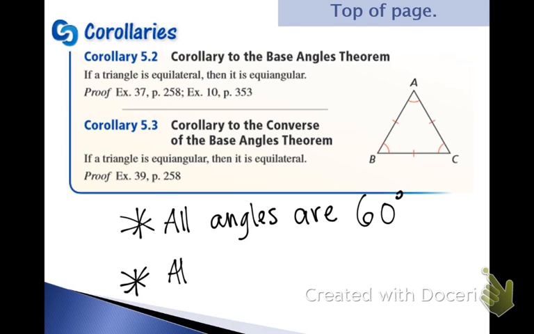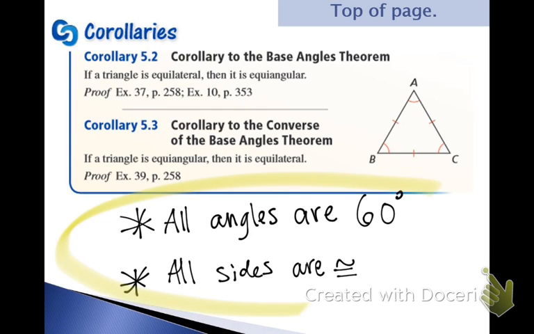All right, and then all the sides are congruent. Does that mean all the sides are 60 degrees? Is that possible? Are sides measured in degrees? No. So 60 and sides, they don't go together. The angles will be 60, but the sides won't necessarily. All right, let's move on. Hopefully you wrote that down, maybe highlighted it.